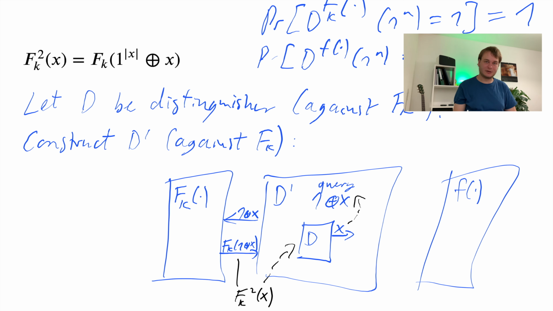Now let's take a look at what happens if D prime talks to a properly random function. Well, the query is still the same because obviously that's what the code does.